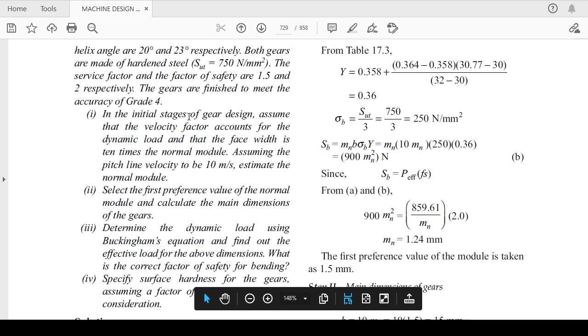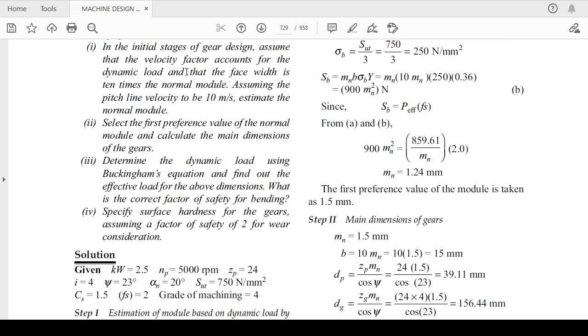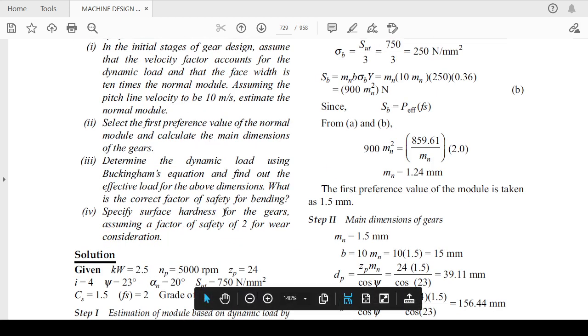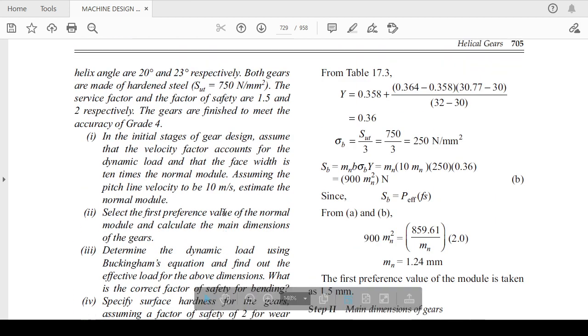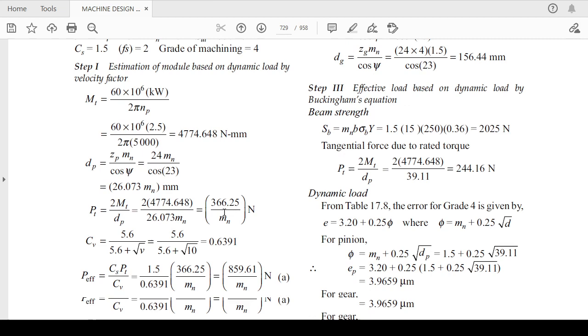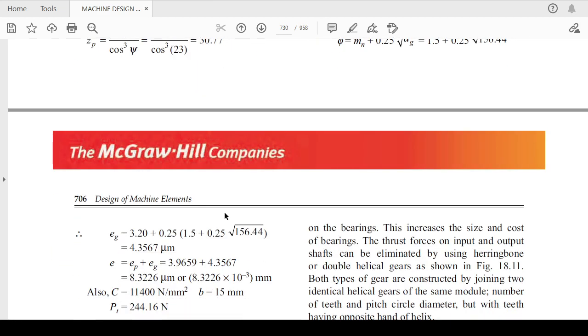Now they are asking it in separate parts. One by one you have to treat it and try to solve this numerical on your own. I'm just referring and showing you the answers as well. You can go through it. If you have any kind of doubt, you can ask.